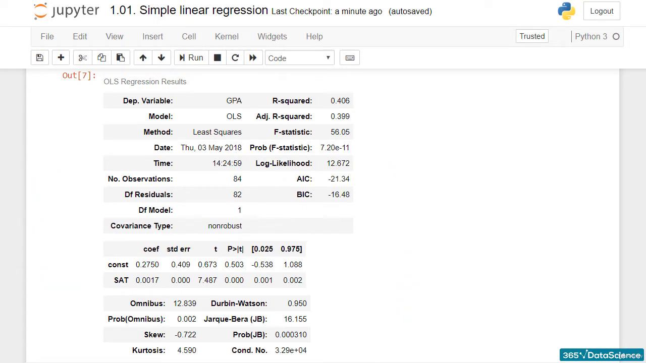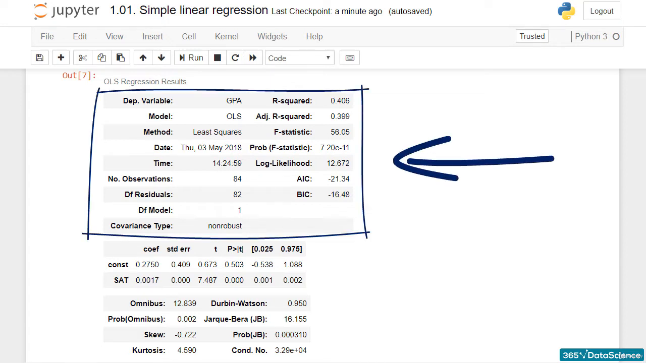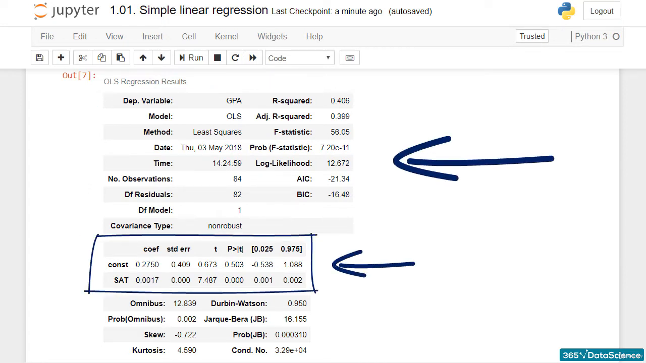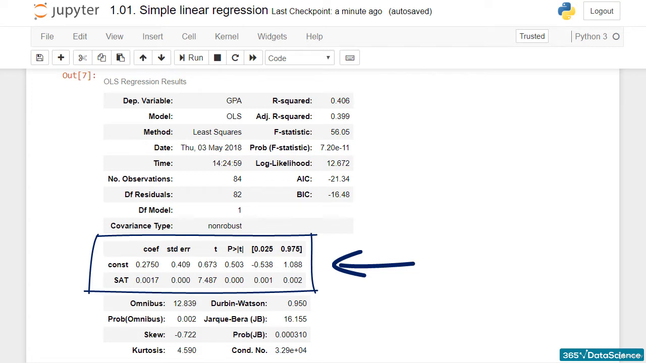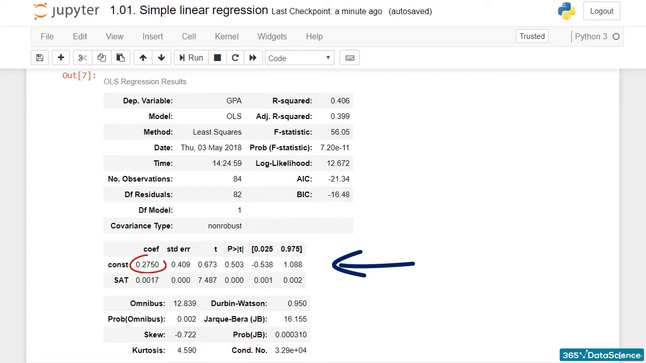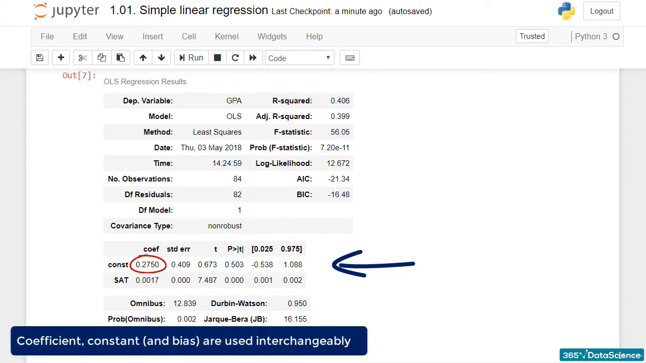Typically, when using statsmodels, we'll have three main tables: a model summary, a coefficients table, and some additional tests. Certainly, these tables contain a lot of information, but we will focus on the most important parts. I'll start with the coefficients table. We can see the coefficient of the intercept, or the constant as they've named it here. Both terms are used interchangeably.